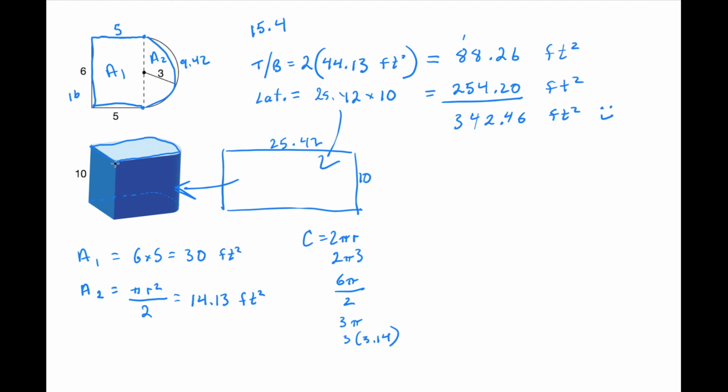And then that was our label that we peeled off, right? Peeled that label off and unwrapped it and laid it out here. The 25.42, and then it was 10 tall. That's this number here. So that label, that lateral surface area was 254.20 when we multiplied, and we added that to our top and our bottom area, and we got 342.46.